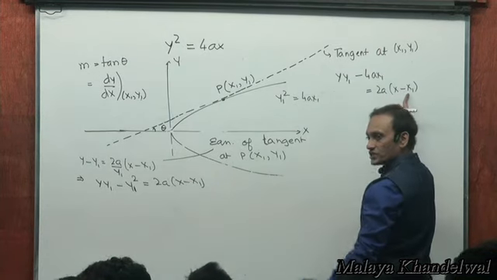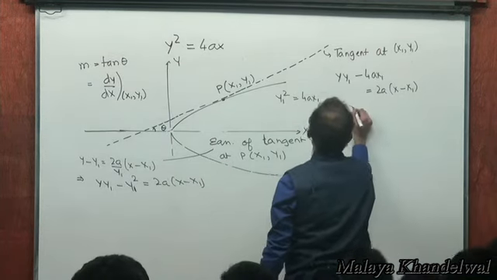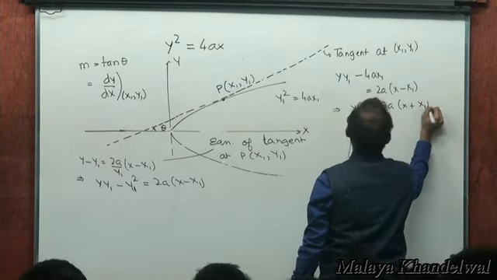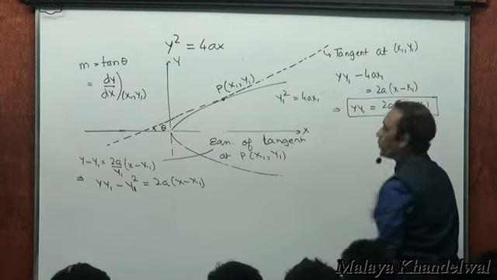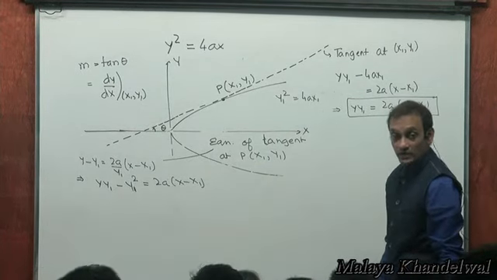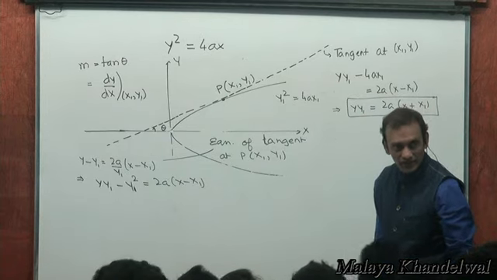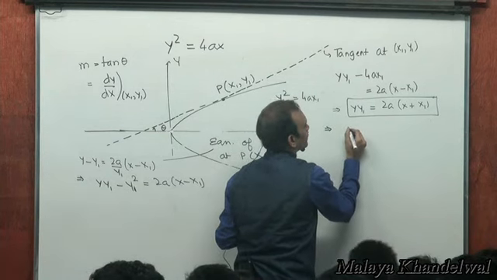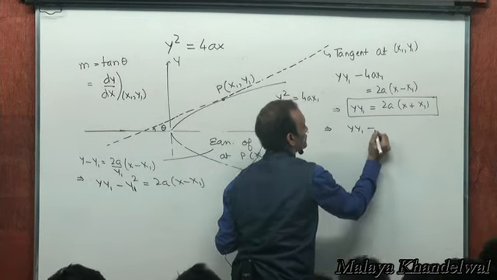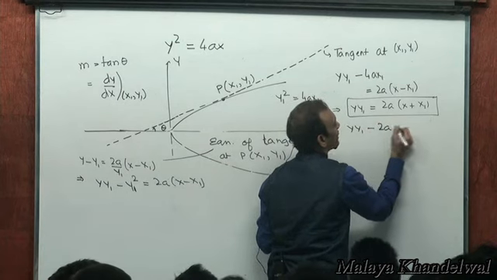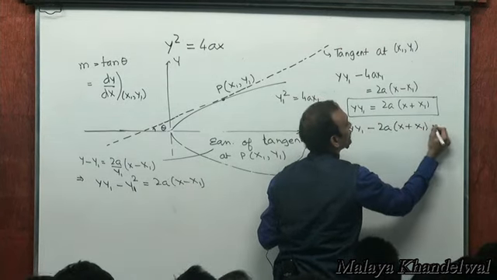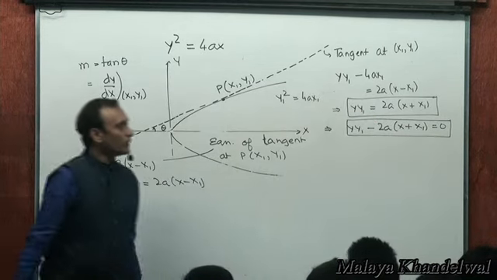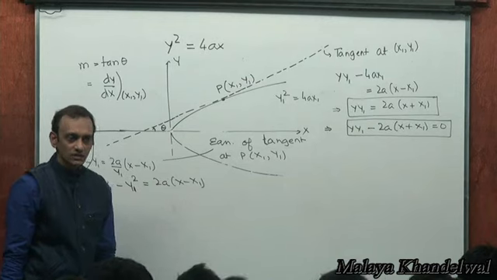If I transpose this 4a x1 to this side, then I end up getting y y1 equals 2a into x plus x1. y y1 is 2a into x plus x1 is the equation of the tangent at x1 y1, yes or no? Yes, right? Which is to say that for any x1 y1, the equation of the tangent is going to be y y1 minus 2a into x plus x1 equal to 0. Equation of the tangent at any x1 y1 is this, right?